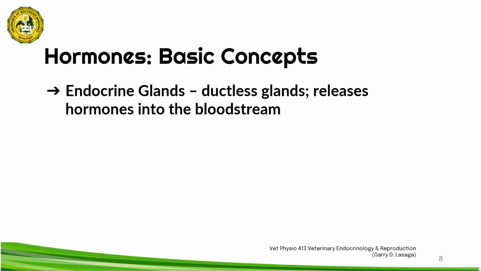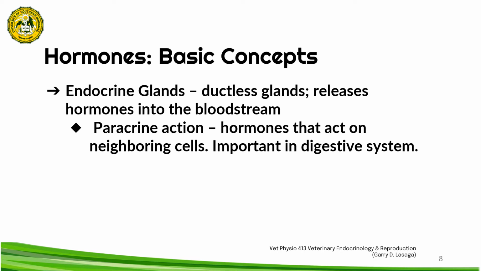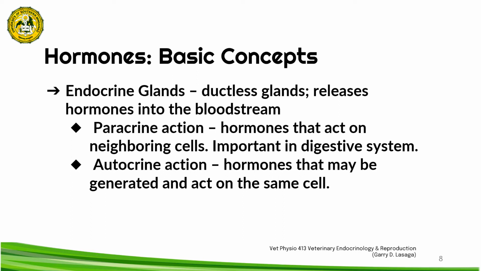So the endocrine glands are ductless glands, and they release hormones into the bloodstream. Their action could either be paracrine or endocrine in nature. When we say paracrine action, the hormones act on the neighboring cells. And this is important in the digestive system. The gastrointestinal tract is considered to be the largest endocrine organ in the body, and the endocrine cells within it are referred to collectively as the enteric endocrine system.